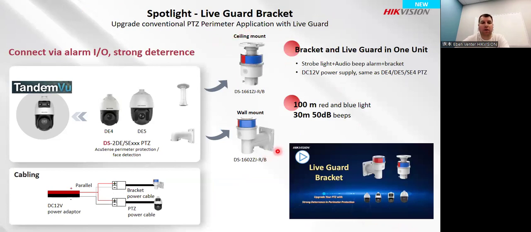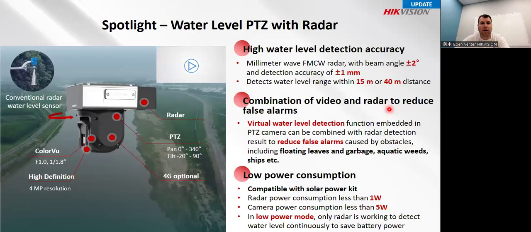Then we have our live guard brackets. This is also a nice feature that's available. So having your normal brackets, you can swap them out with these ones. They have a built-in flashing light, red and blue, to give you a warning, as well as a 30-meter distance, 50 dB buzzer itself that will buzz in that area, warning the intruder or warning the person maybe not to park there or not to go there. Very nice, easy feature. There's a video. Unfortunately, like I said, we're not going to play that right now.